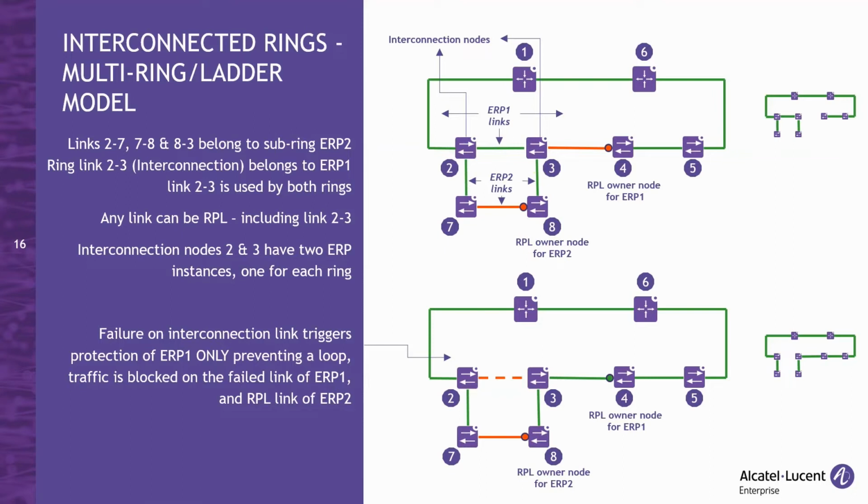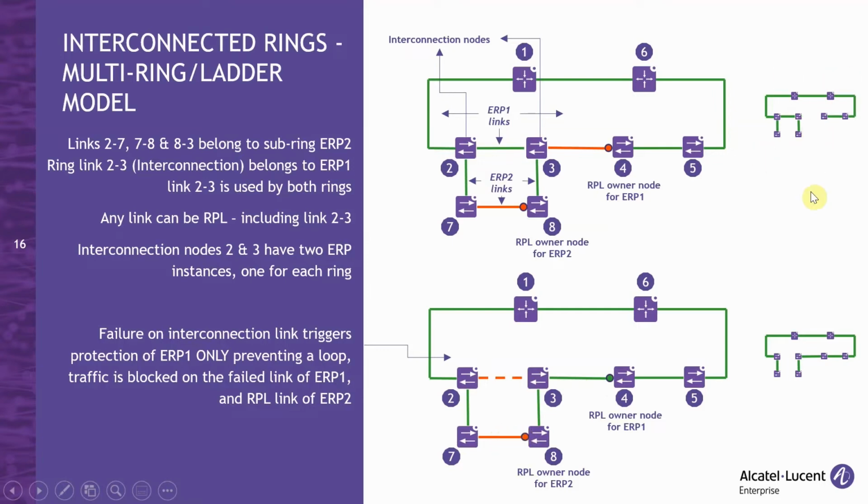Nodes that have ports in more than one ring are called interconnection nodes. Those are nodes 2 and 3. They are also running two separate ERP processes, one for each ring. Failure of the interconnection link triggers protection of ERP1 only, as the interconnection link belongs to that ERP ring. In this case, the RPL owner of ring 1 starts forwarding over the RPL, while the RPL owner of ring 2 continues blocking traffic over RPL link 7.8.